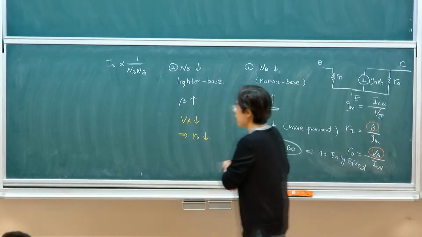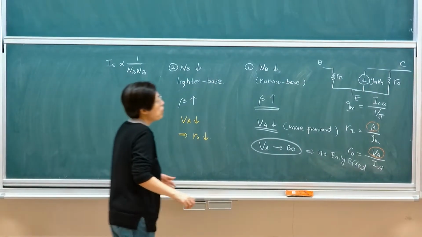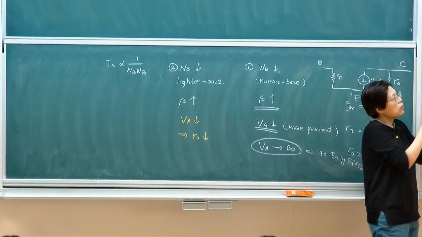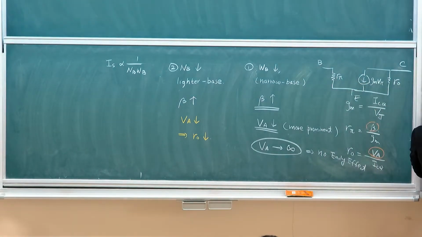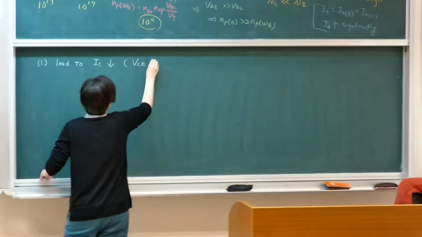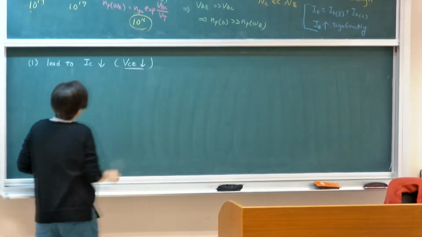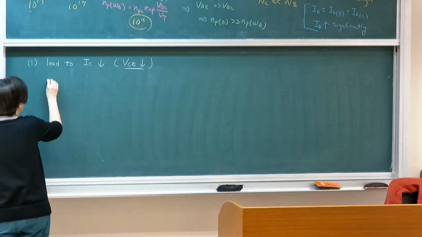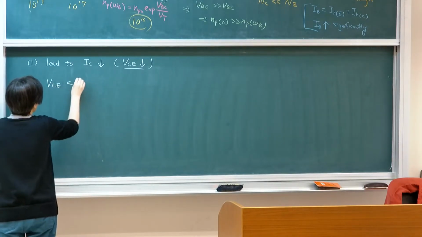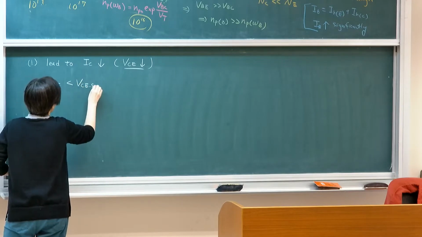So let's come back to saturation. I want to highlight one important thing. One of the key things you need to learn about saturation, once again, let me summarize, is that IC reduces in saturation as VCE decreases. In typical cases, we'll see this when VCE is smaller than VCE sat.